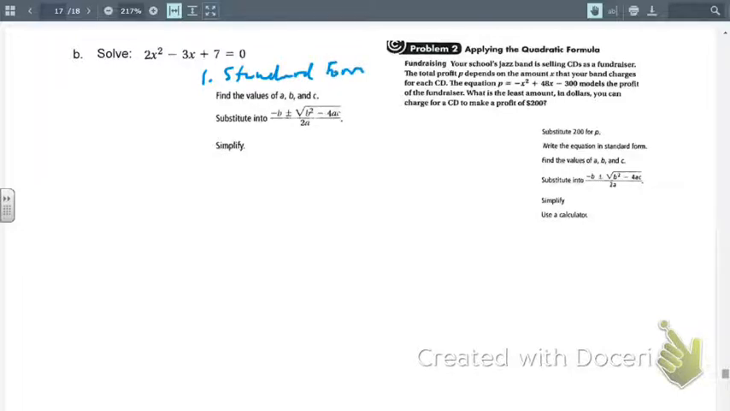And it is. Alright, so we can go to the next step, which is to find the values of a, b, and c. So your a is 2. That's the coefficient in front of the x squared term. Your b is negative 3. It's the coefficient in front of the x. And then your constant c is equal to 7.